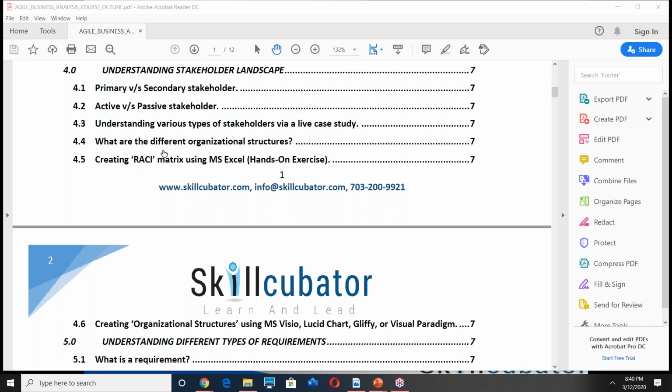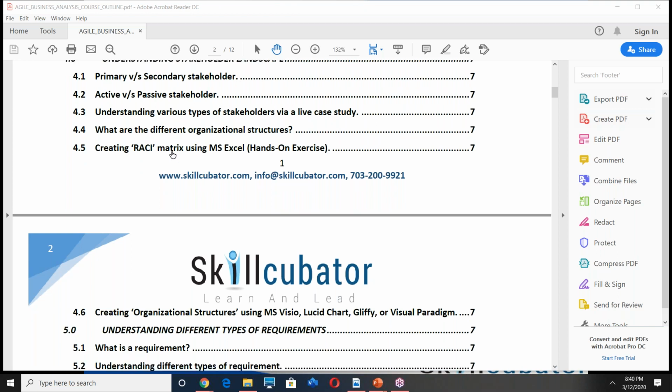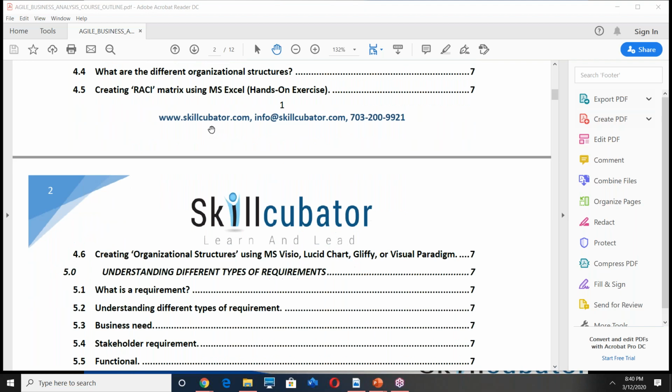We'll also create another important artifact as part of our project management domain, which is RACI matrix, and that is sometimes also used within the business analysis domain as well. So it's good to know what RACI matrix is and how to create. We will use Excel to create RACI matrix.